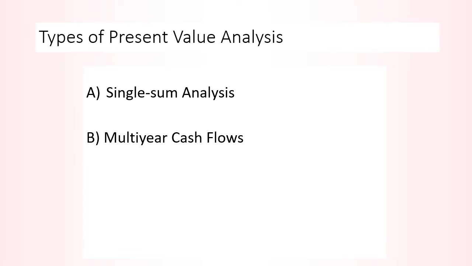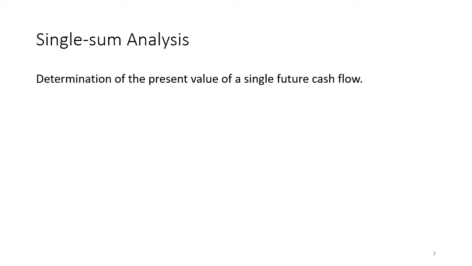Types of present value analysis. We have single sum and multi-year. Under multi-year, we have uneven cash flows and annuities. Single sum: the determination of the present value of a single future cash flow. This is the formula for the table.